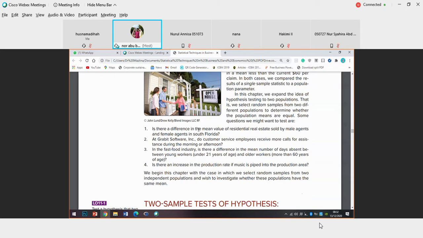is there a difference? Kita kadang-kadang nak tahu, is there a difference in mean value of residential real estate sold by male agents and female agents? Jadi kadang-kadang ada perbezaan antara gender, siapa jual lebih mahal, okay, close deal lebih cepat dan sebagainya.